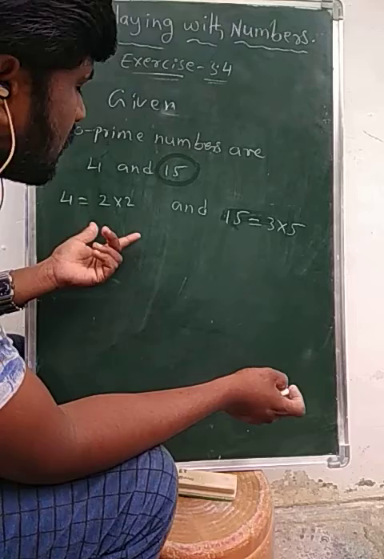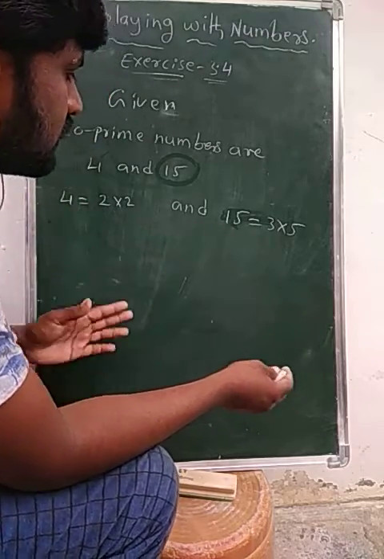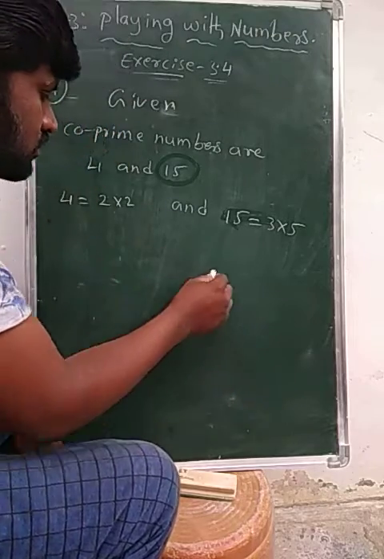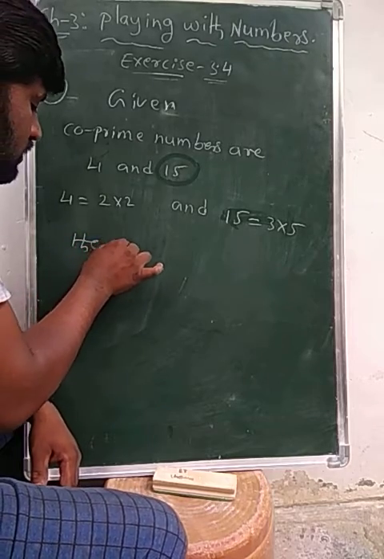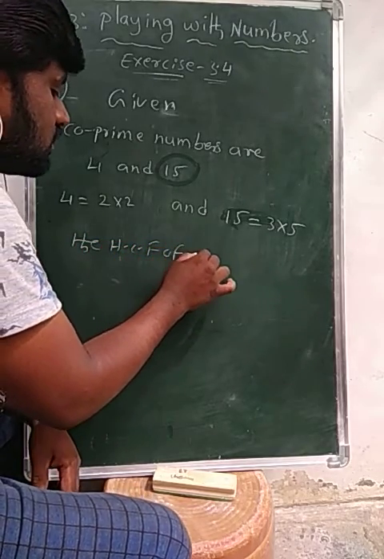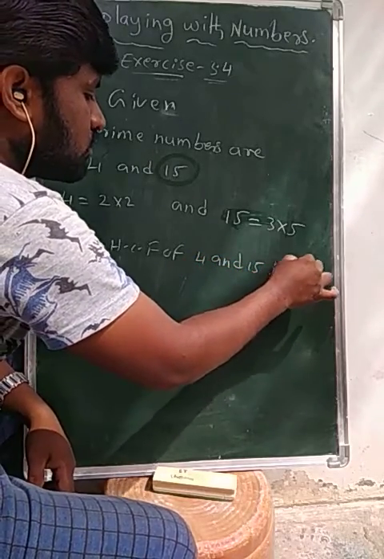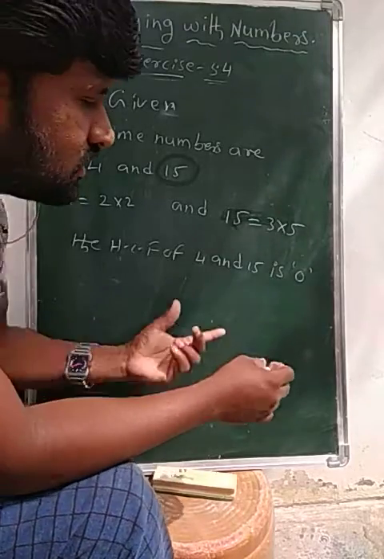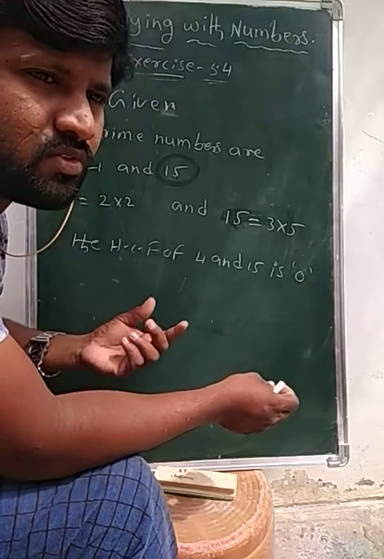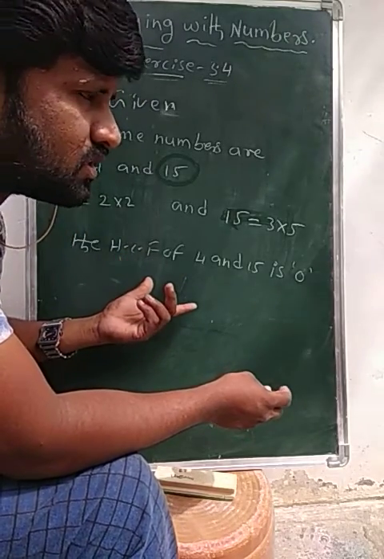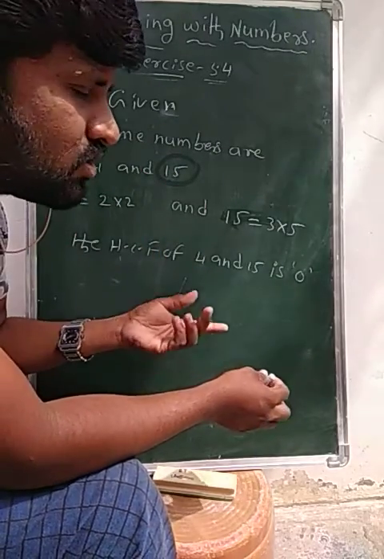So clearly there is no common factor for 4 and 15 in the given data. So they have given that the HCF, highest common factor of 4 and 15 is 0. Is this right or wrong? Justify your answer. If it is right, justify why it is right; if it is wrong, justify why it is wrong.